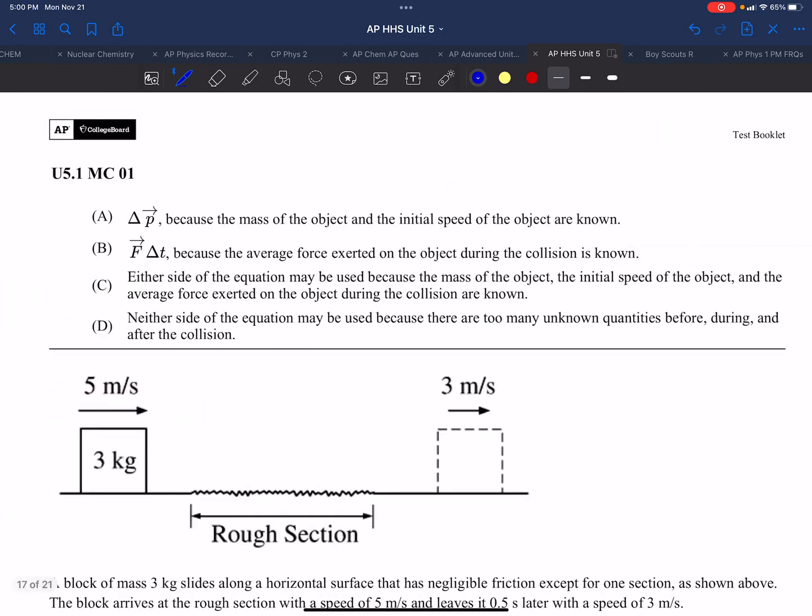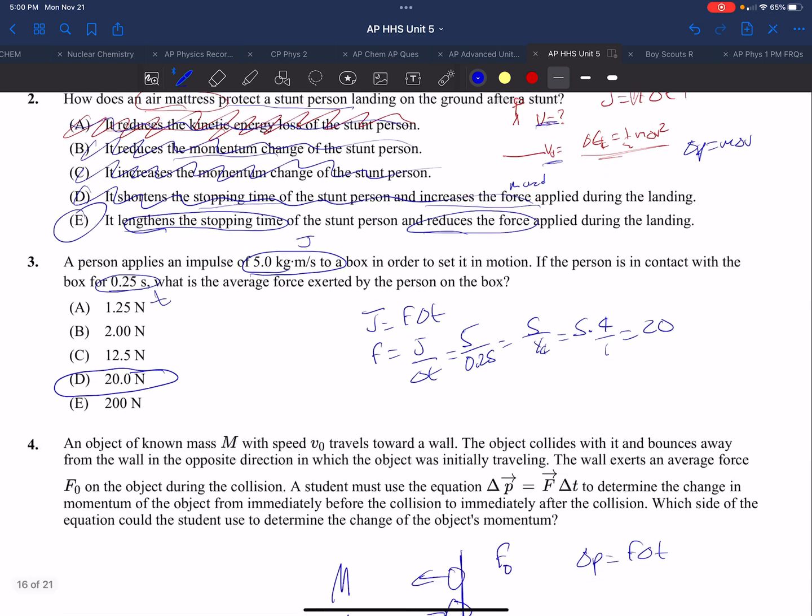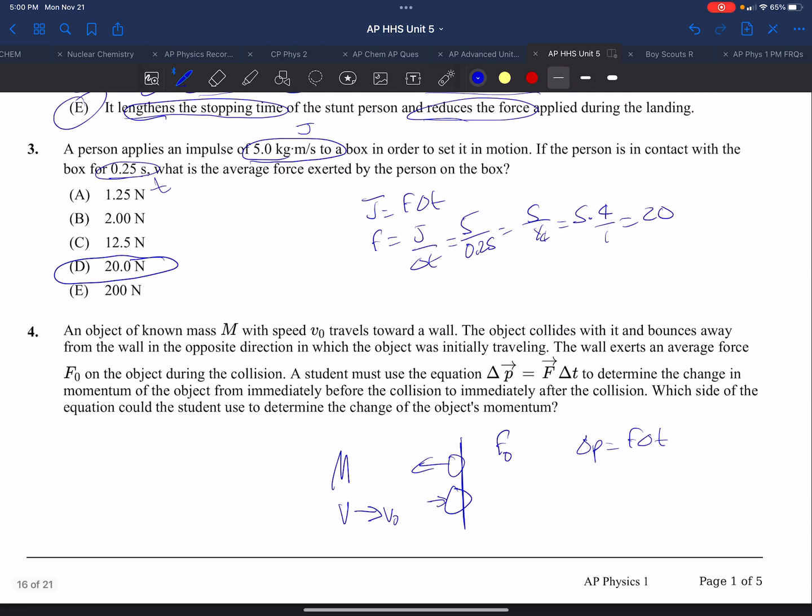All right, so delta P also equals P minus P0 because the initial speed and initial mass of the object are known. Well, that is true, m and v0, but that doesn't allow us to find the change in momentum. It only allows us to find the initial momentum. And it doesn't say that it bounces off and it has the same speed. It just says it's traveling in the opposite direction.